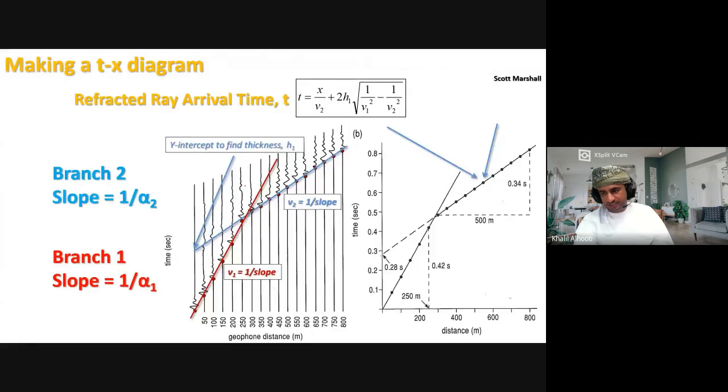So this is the direct wave. This is the diffracted or refracted ray. That's what you see here, the refracted wave. And that angle here is what we call the critical distance. So they plot the time with distance.